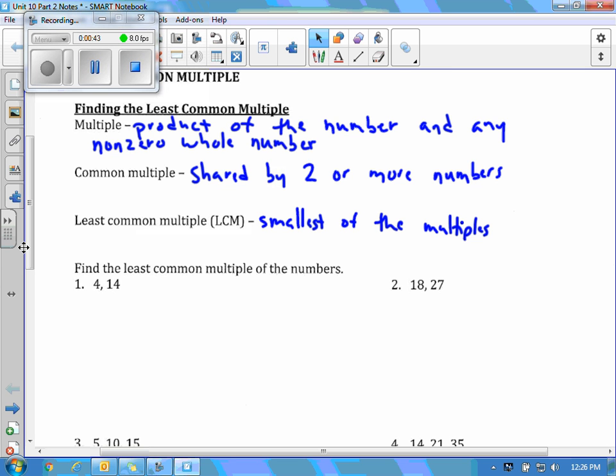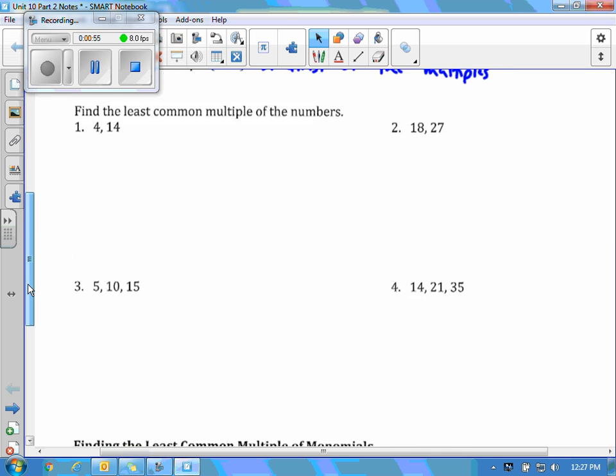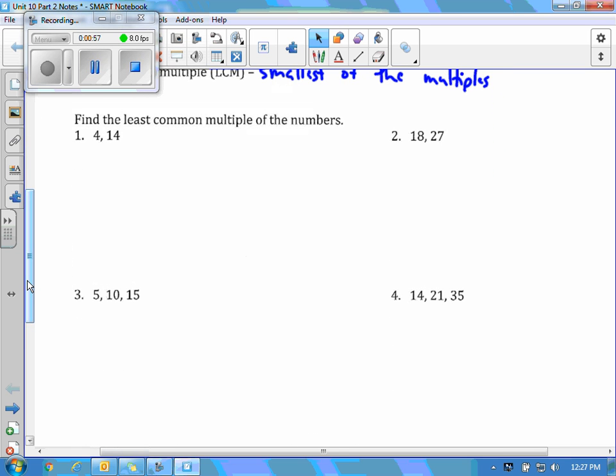And then a least common multiple, just like the greatest common factor definition, it basically just explains what it already says, that it's the smallest of these. So, we're going to look at how to find the least common multiple of numbers. So let's start with the first. And let's start with a pretty basic one.